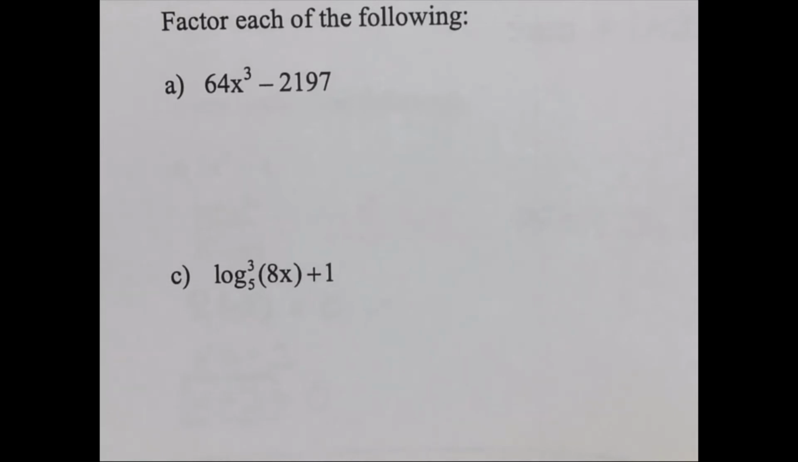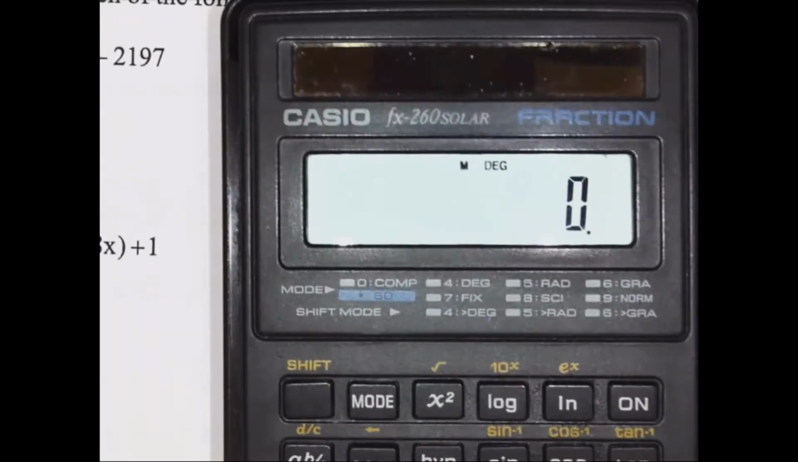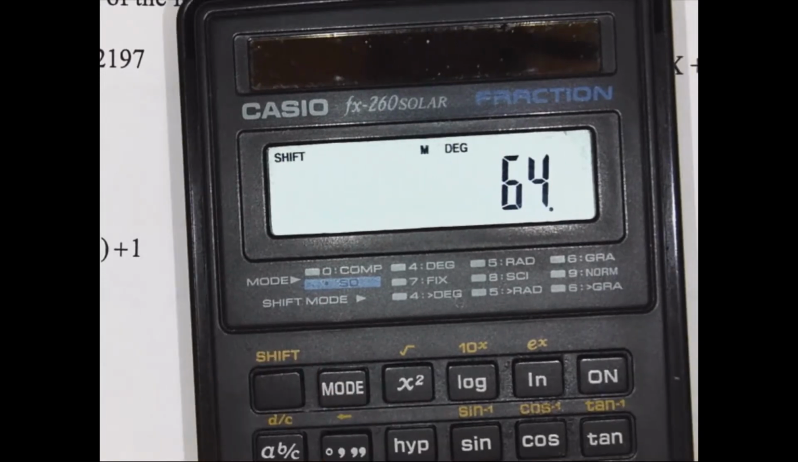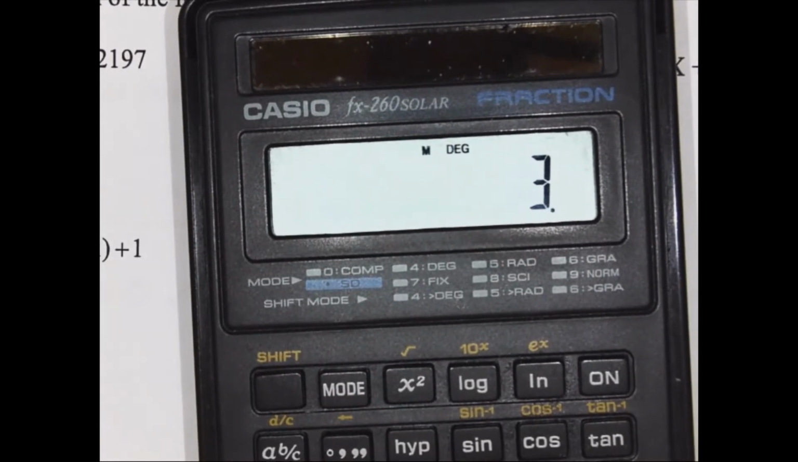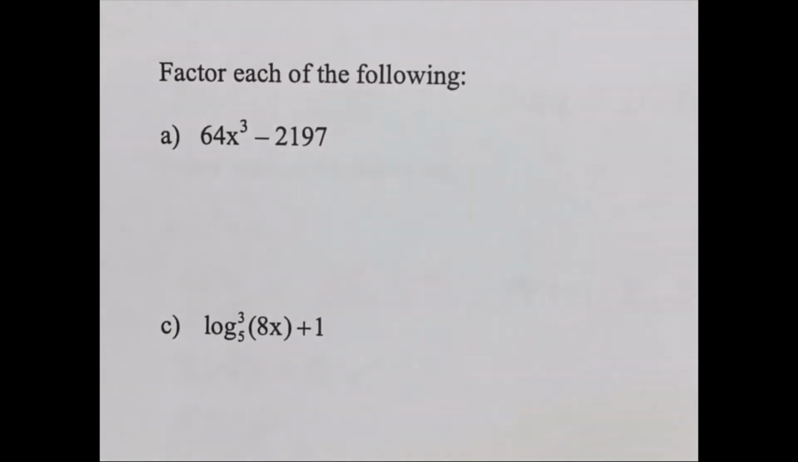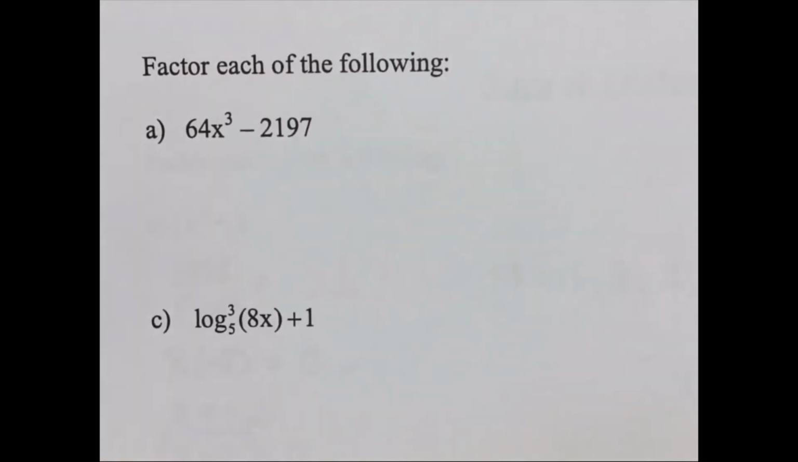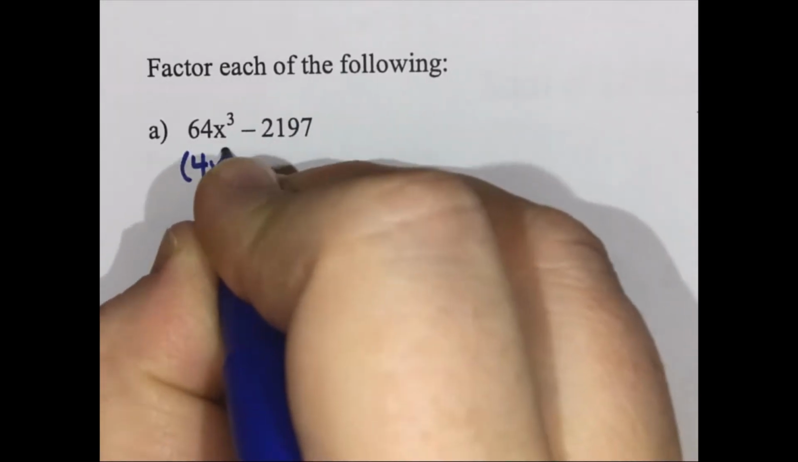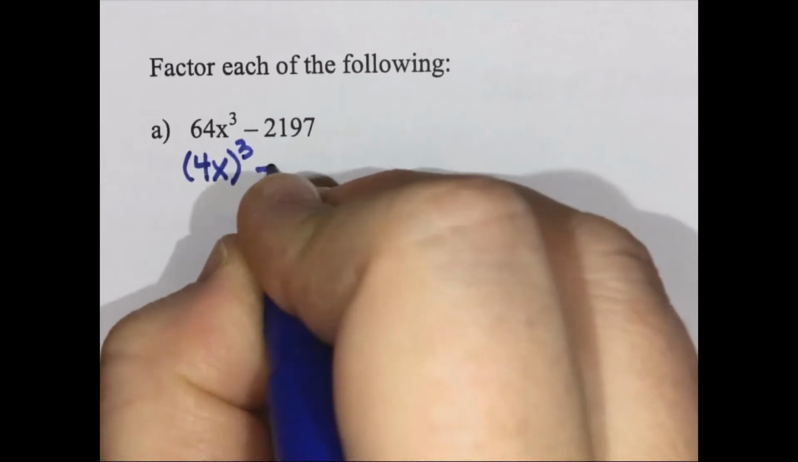Okay, so I want to know what 64 is as something to the power of 3. What number cubed would give me 64? On your calculator you can do the third root of 64. So I'm going to do 64 and then shift and my exponent button and then 3. And I get that it is 4 to the power of 3. So I'm actually going to do a little step here where I say this is 4x to the power of 3.